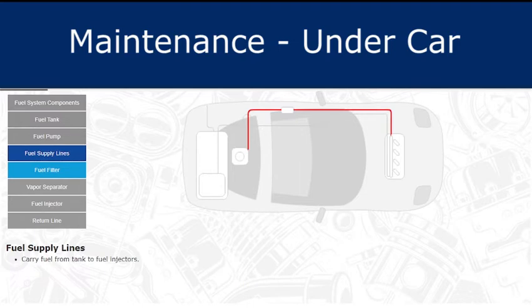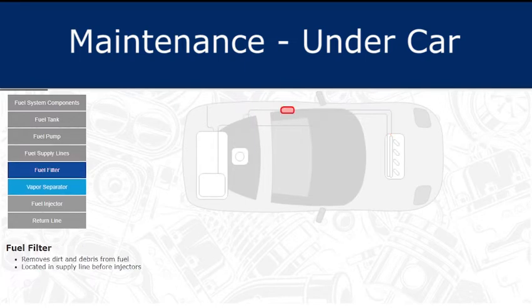The fuel supply lines carry fuel from the fuel tank to the fuel injectors. The fuel filter removes dirt and debris from the fuel. It is located in the supply line before the injectors. The vapor separator separates the vapors in the tank from the fuel and routes them to the charcoal canister.